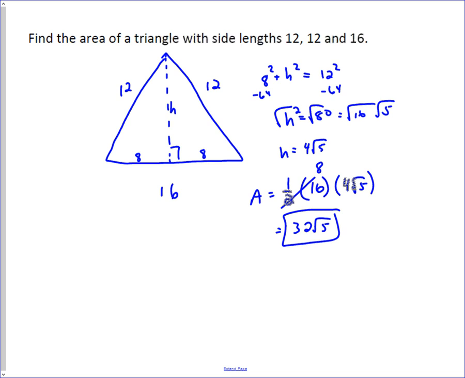And so it's all about creating the right triangle by drawing in these two right triangles that are congruent by drawing in the altitude to the vertex of an isosceles triangle.